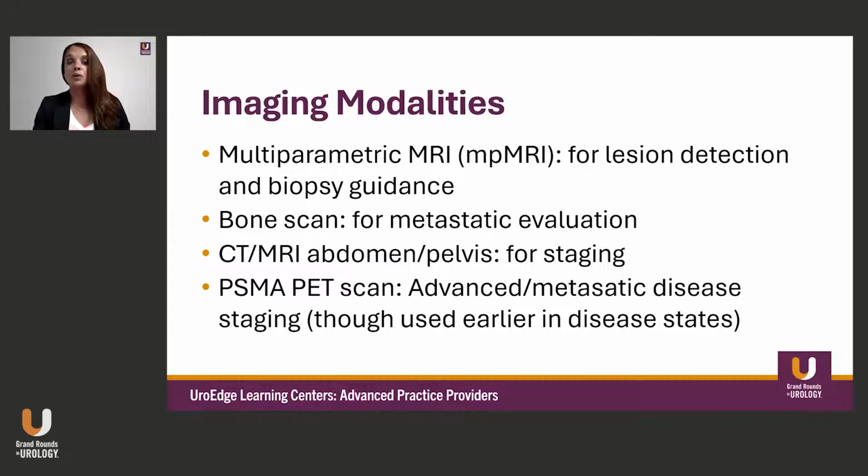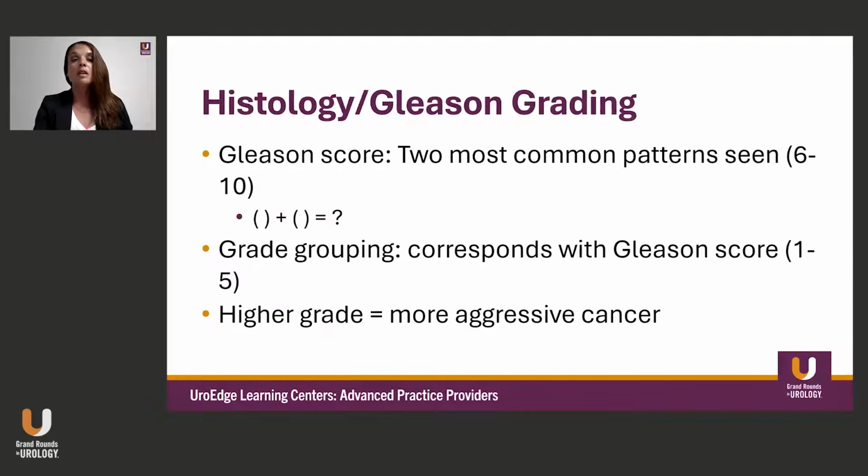Imaging modalities include that MRI that we just noted, so multiparametric MRI for lesion detection and biopsy guidance, bone scan for metastatic evaluation, CAT scan or an MRI of the abdomen and pelvis for staging purposes, and then also a PSMA PET scan, which we've really seen used more so recently, and that's to help look for advanced or metastatic disease. And it's, like I said, used earlier in disease states as well.